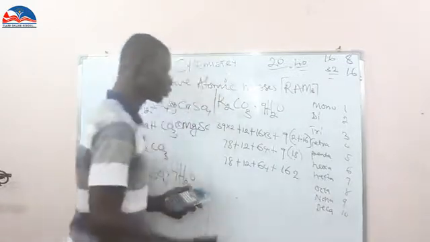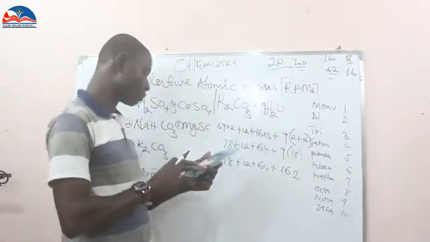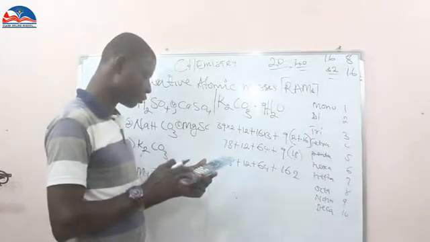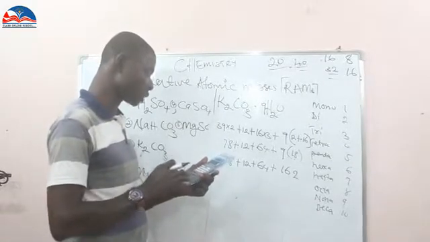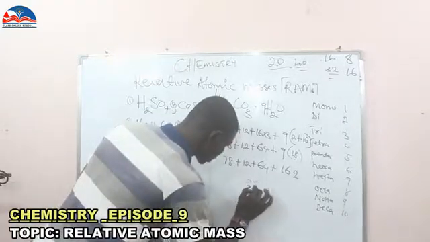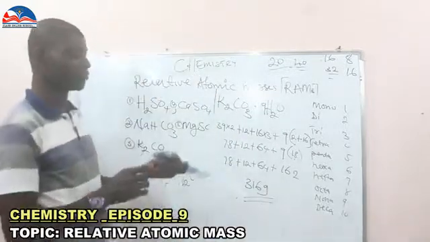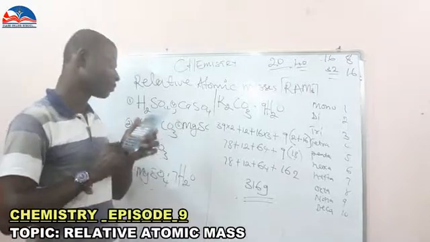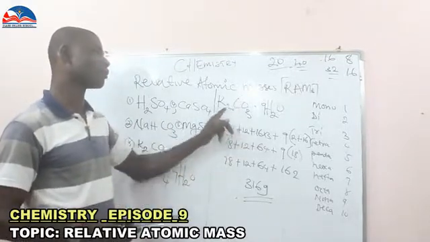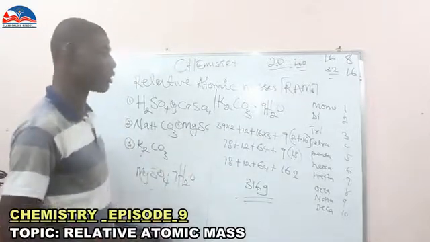162. So I have to add all of them together. 162 plus 64 plus 12 plus 78. 316 gram. And this becomes the relative atomic mass of potassium trioxocarbonate 4 nonahydrate. So that is all about this place.